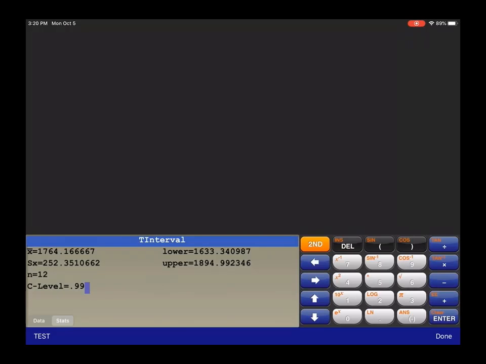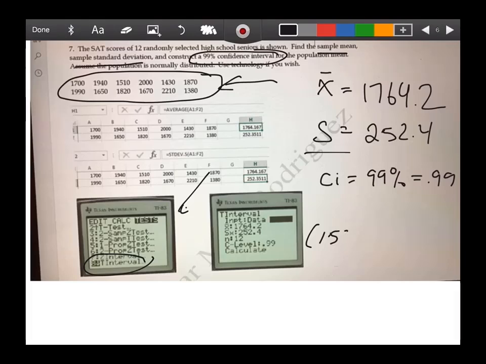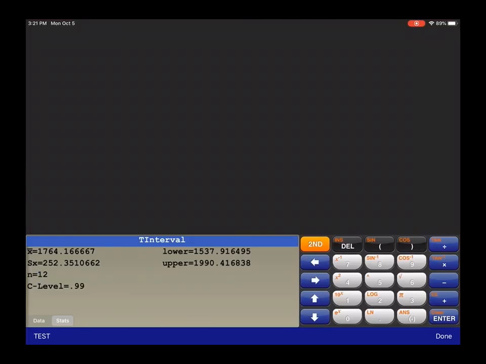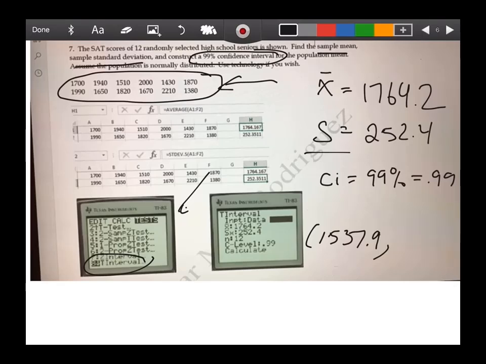Notice on my lower and upper, nothing has changed. The way it'll change, move your arrow. Move it up, move it down, whatever. And now look, it's giving me my lower and my upper limit. So my lower is 1537.9, and my upper is 1990.4. And here's my confidence interval.